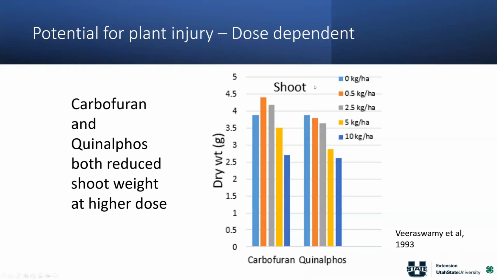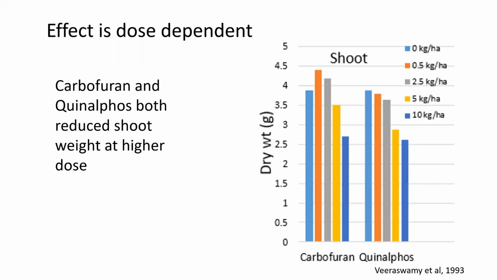Look at this study. I think this was in a different crop. It was in sorghum and it was field research. Carbofuran and quinalphos both reduce shoot weight at higher dose. When we have only a 0.5 kg per hectare application, no damage. But if we go to 10 kg per hectare, we did see some pretty significant dry weight reduction on shoot. So understand it's dose dependent. Again, here we look at this picture, carbofuran, quinalphos, same study. The effect is dose dependent.